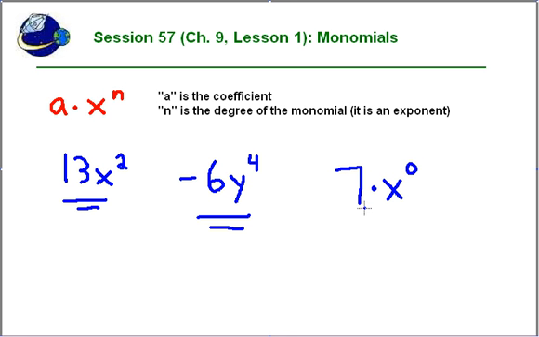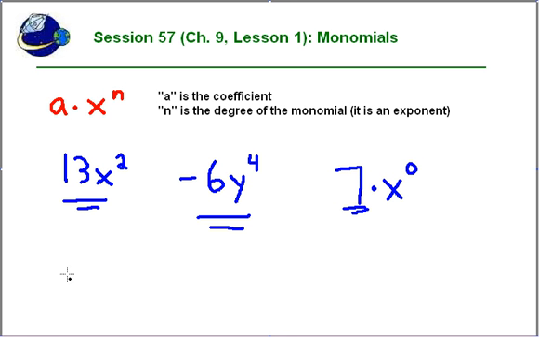So 7 is a monomial as well as every other individual number. 16, 95, a million, all of those are also monomials because they can be written by themselves being multiplied times x to the 0 power. X to the 0 translates to 1, and 1 times the number you started with is just the number that you started with.